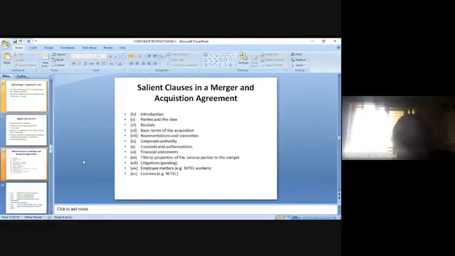All right. Note that a merger and acquisition agreement is prepared by the lawyers involved in the course of the merger and acquisition exercise. There are certain clauses that must be included. So we call them salient clauses in a merger and acquisition agreement. Number one, parties, date, recitals, basic terms of the acquisition, representations and warranties, corporate authority, consent and authorization, financial statements, title to property, litigation, if any, pending involving the merging company. So there must be details about that. Employee matters, license issues, compensation plan for employees.